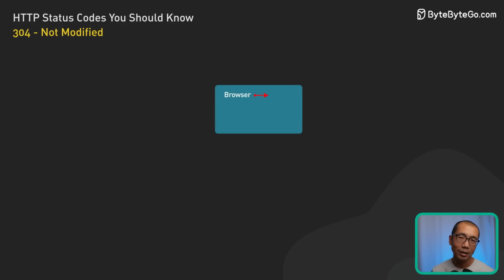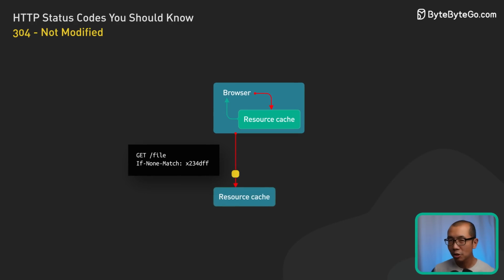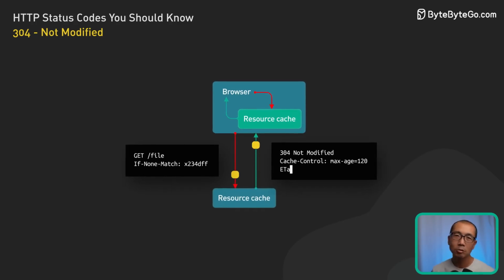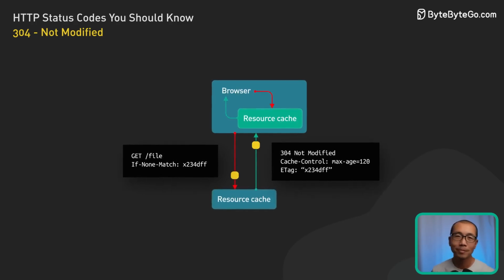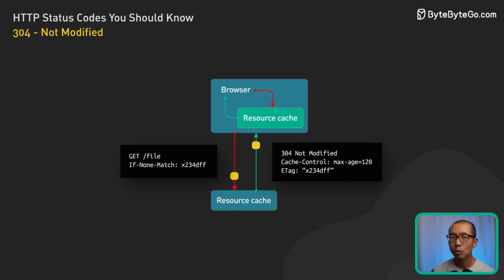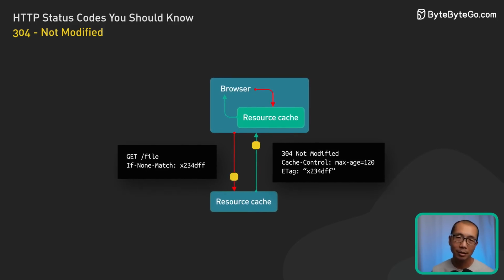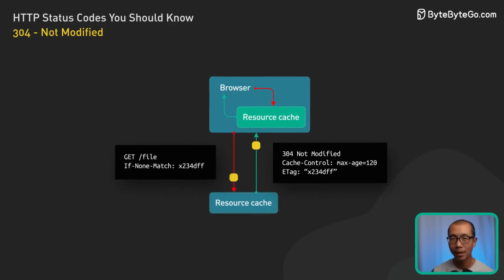304 Not Modified is a cool efficiency play. The browser asks, has this changed since I cached it? 304 says, nope, you're good. This mechanism saves bandwidth and time by avoiding unnecessary redownloads.